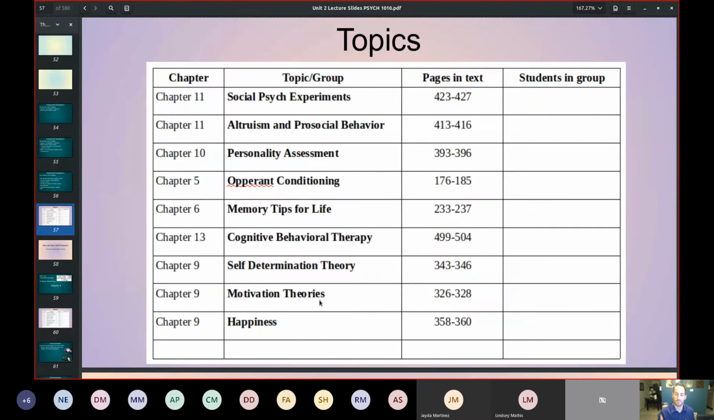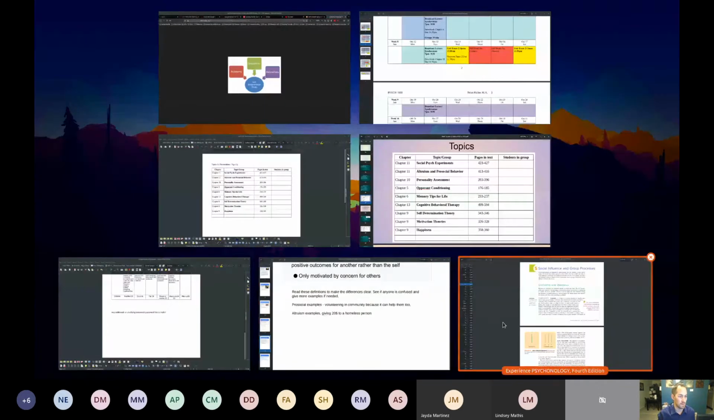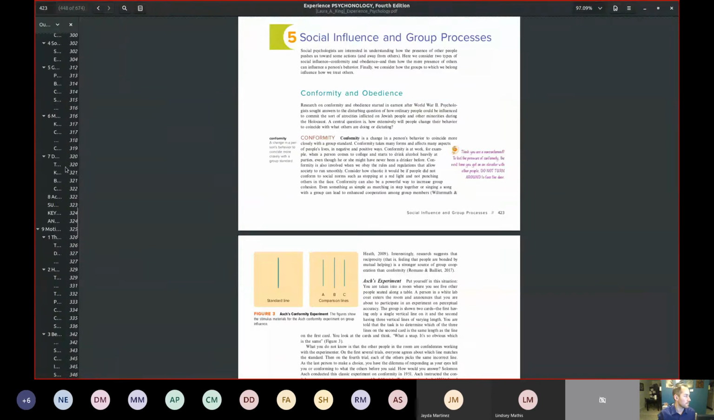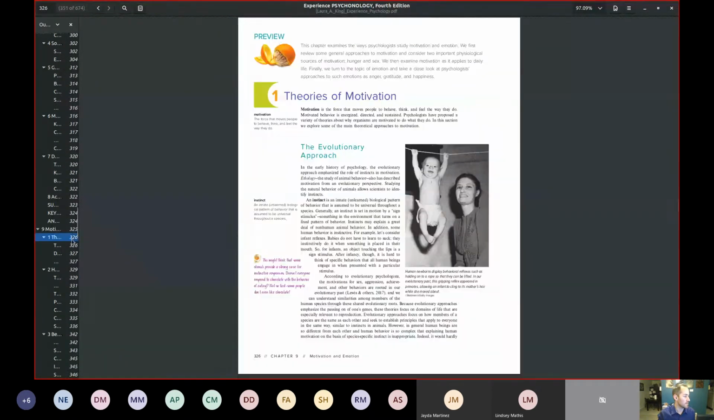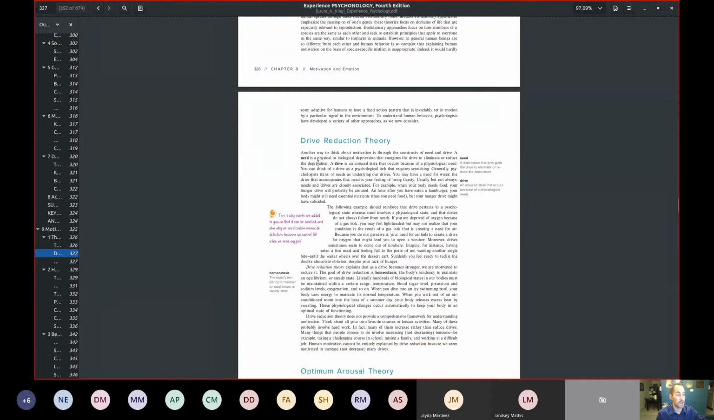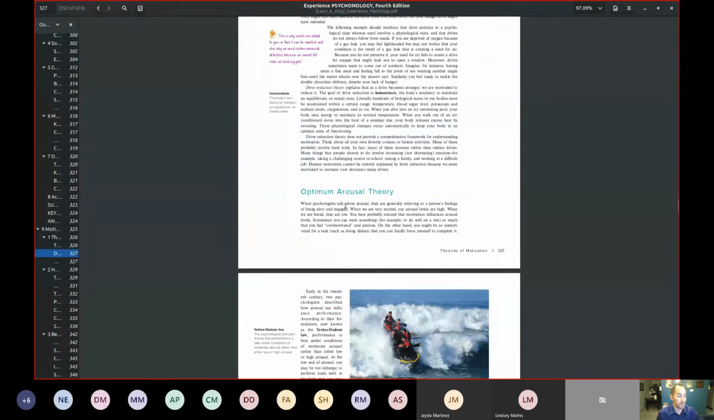Motivation theories is kind of like a lot of different theories. Maybe I'll just skim through the pages in the book that cover that. So 326, where did the book go? Sorry, this description of each of these is a lot longer than I was planning on, but hopefully this is helpful. So this is where it starts in the book. So evolutionary approach, like how is instinct related to what we do? Drive reduction theory is another specific motivation theory. Optimal arousal theory.